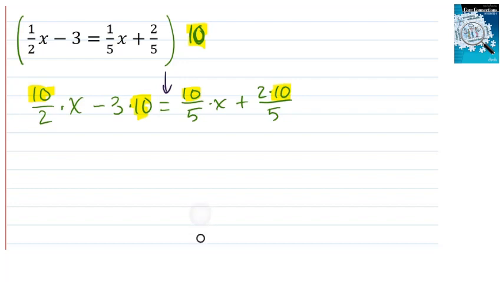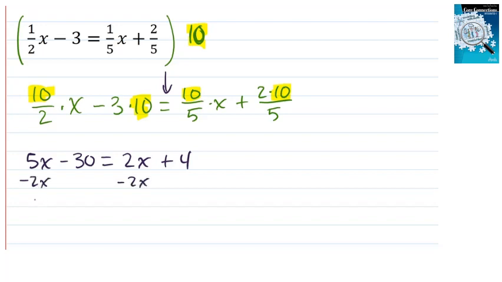Now if I simplify, 10 over 2 is a 5x minus 30, and that equals 10 over 5 is a 2x, and then I have 2 times 10, which is 20 divided by 5, which is a plus 4. So it looks a lot nicer than the original equation. All those fractions are now gone. I'm going to go ahead and subtract 2x from both sides.